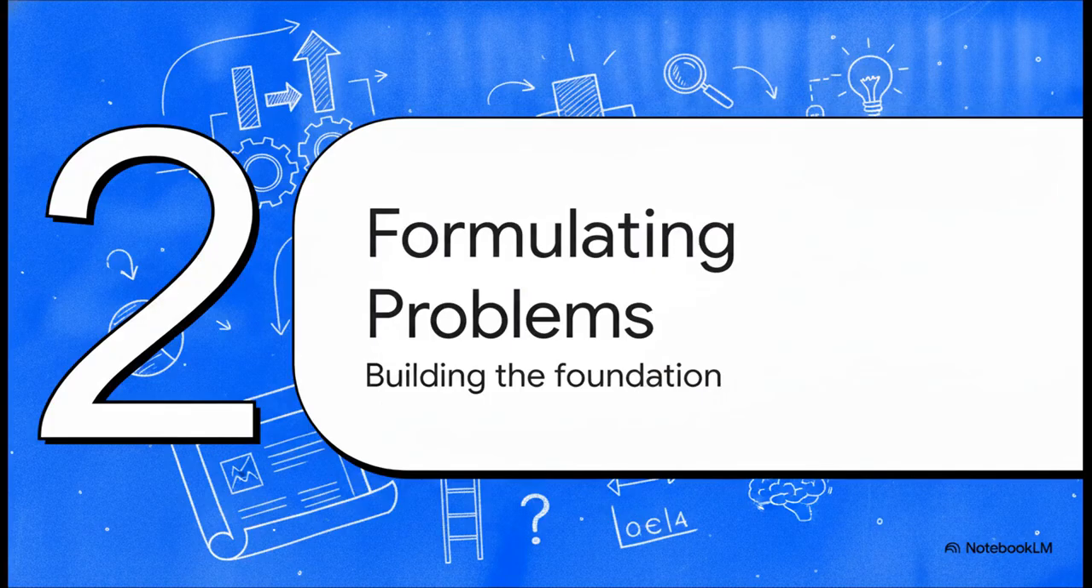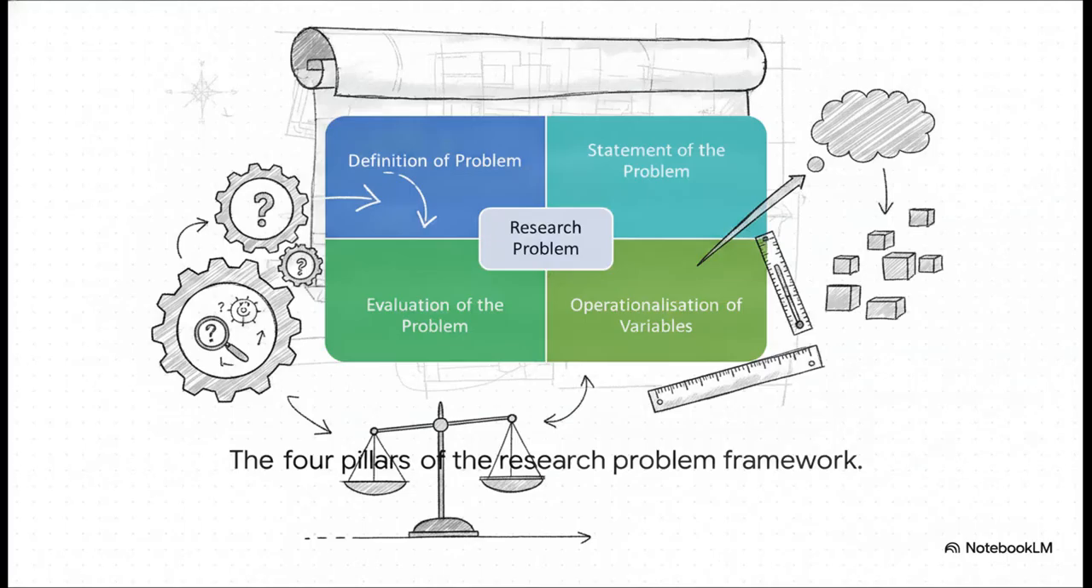Okay, moving on to section 2, formulating the research problem, where we build the foundation. So once you spot that gap in the literature, how do you actually construct it into a formal problem? Well, here's your blueprint. Problem formulation really boils down to two main things: understanding the problem deeply, and then converting it into analytical terms. We've got 4 pillars here.